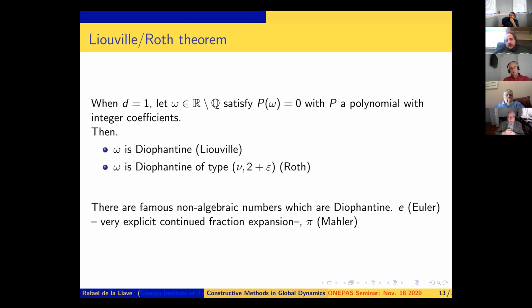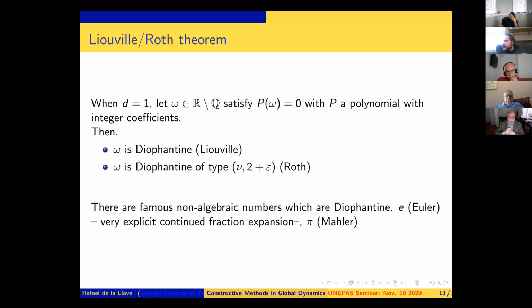So Liouville proved that it's Diophantine, and the Diophantine exponent depends on the degree of the polynomial. And then the vast improvement by Roth, Klaus Roth, was that he could prove that the Diophantine exponent is independent of the degree.